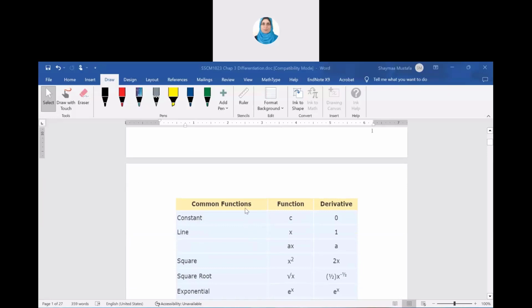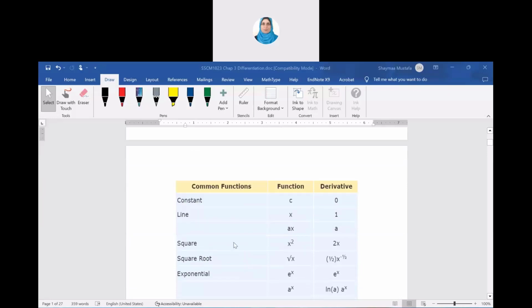Okay, before we start, we need to revise some basic rules in derivative. First, the derivative for any constant is 0. The derivative for the function x is 1. If x is multiplied by a constant like 2x, 3x, 5x, then the derivative is equal to this constant. For example, the derivative of 3x is 3. The derivative of 4x is 4.